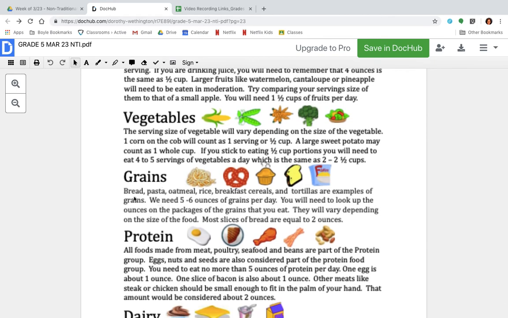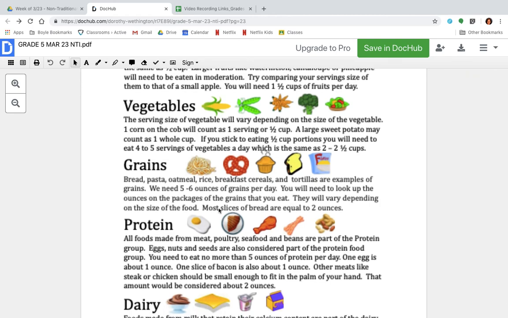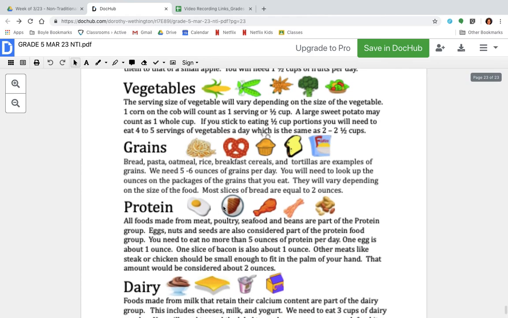Grains. Bread, pasta, oatmeal, rice, breakfast cereals, and tortillas are examples of grains. We need 5 to 6 ounces of grains per day. You will need to look up the ounces on the packages of the grains that you eat. They will vary depending on the size of the food. Most slices of bread are equal to 2 ounces.